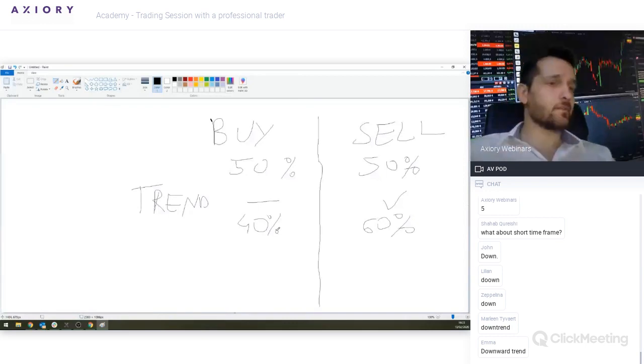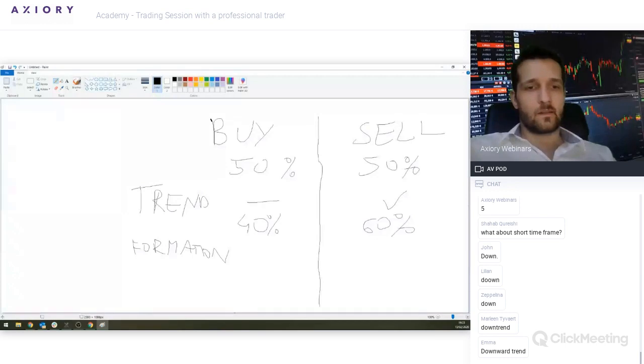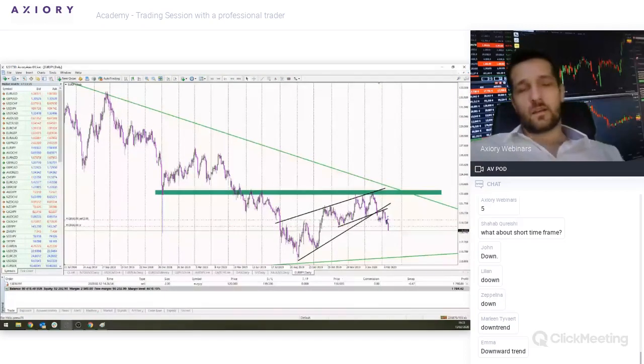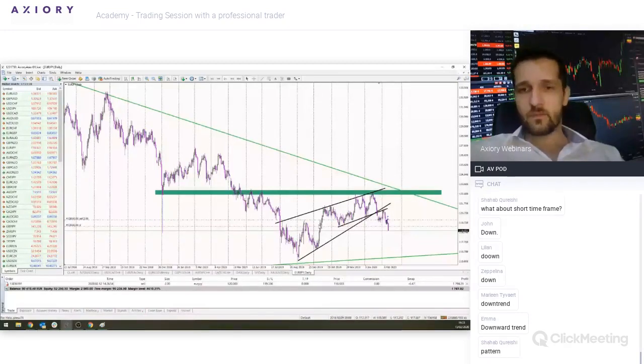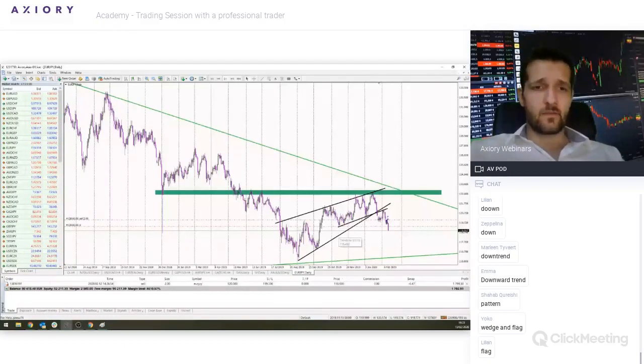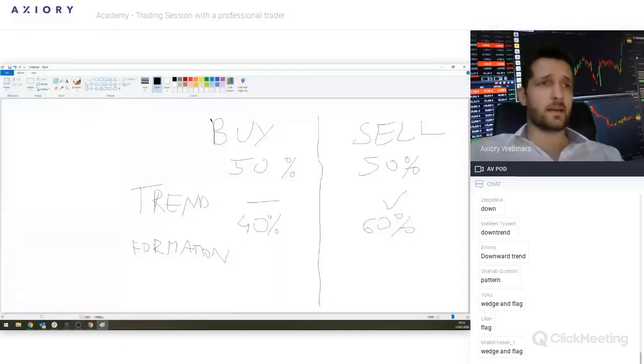No, it's not enough. Then you check formation. Let me check formation. Again, my friends, tell me, what formations do we have? Just to make it clear, those black lines, what are those formations? What are those patterns? What's the name? Yoko, my friend, thank you very much for this. Wedge and a flag.